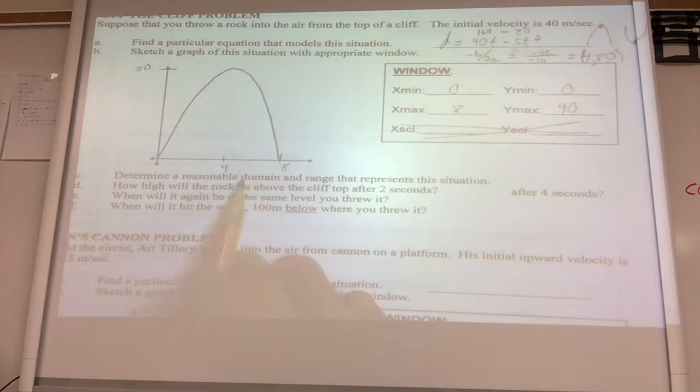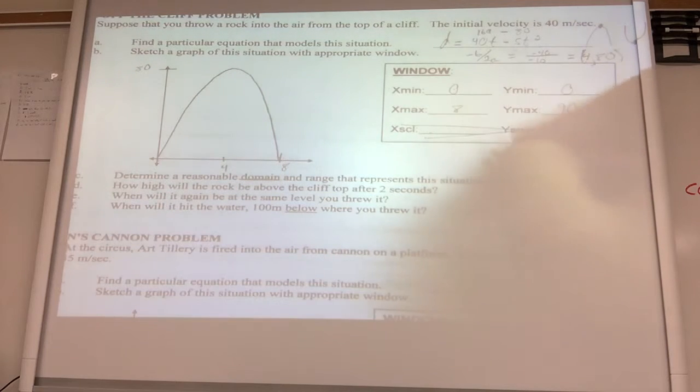Well, it's actually what we're talking about. Now remember, domain is talking about the inputs or the x values. So a reasonable domain is anywhere from 0 to 8 seconds while this is in the air. For now, that'll work. It's not exact, it's reasonable.